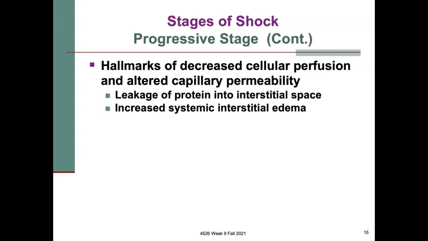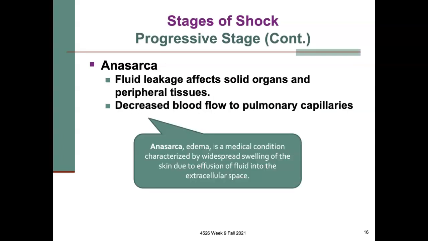In the progressive stage, you're going to see the hallmarks of decreased cellular perfusion and altered capillary permeability, a leakage of protein into the interstitial space, and increased systemic interstitial edema. Because of the increased systemic interstitial edema, the patient may develop a condition called anasarca. Anasarca is a medical condition characterized by widespread swelling of skin due to the movement of fluid into the extracellular space. So fluid leakage will affect the solid organs and peripheral tissues, and it also causes decreased blood flow to the pulmonary capillaries.